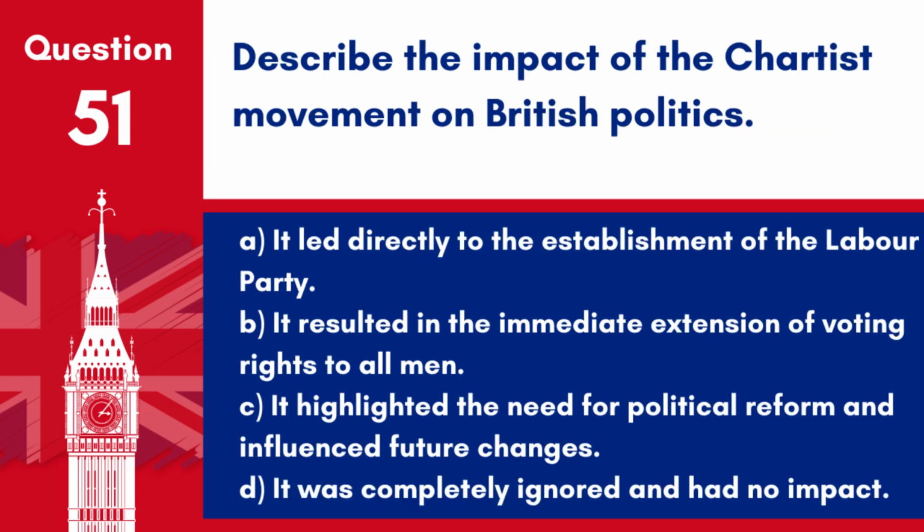Question 51. Describe the impact of the Chartist movement on British politics. A. It led directly to the establishment of the Labour Party. B. It resulted in the immediate extension of voting rights to all men. C. It highlighted the need for political reform and influenced future changes. D. It was completely ignored and had no impact. Answer: C. It highlighted the need for political reform and influenced future changes. The Chartist movement, while not immediately successful in achieving all its aims, was significant in raising awareness about the need for electoral reform and laid the groundwork for future political changes.